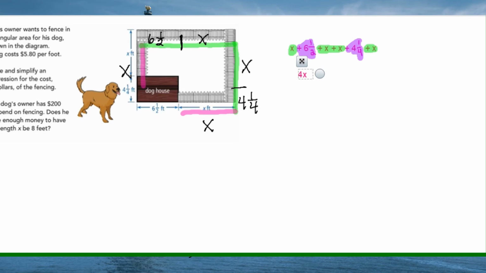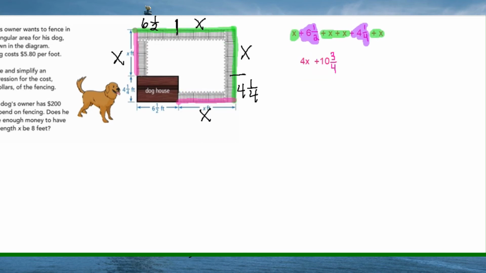You can change those to improper fractions, make sure they have common denominators, and add that way. But when I do things like this, I like to think of money. This reminds me of $6.50, and this reminds me of $4.25. So when I add $6.50 and $4.25, I end up with $10.75.